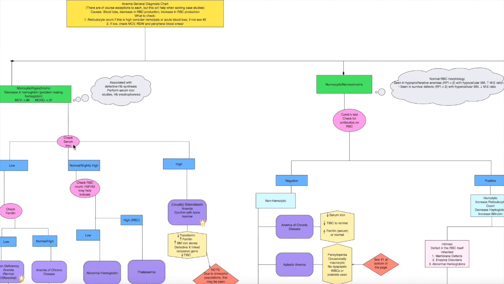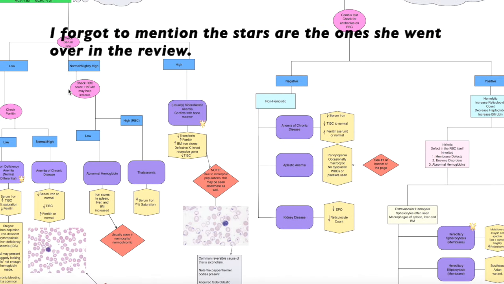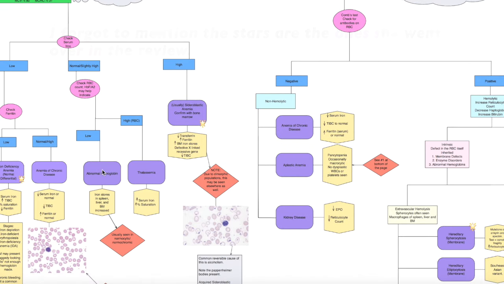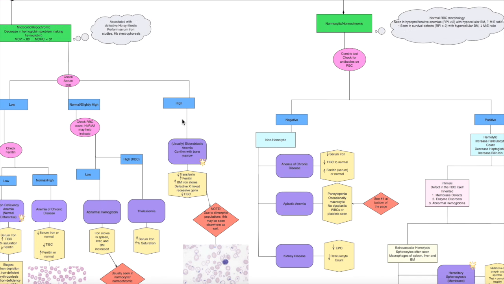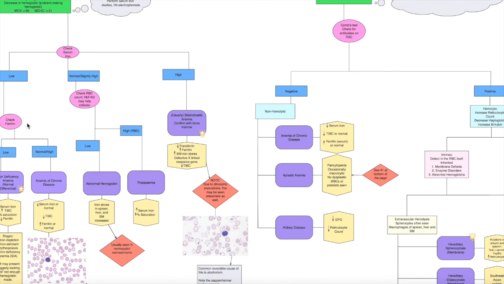In the pink circles, these are the different tests that you may run under each, and the blue boxes indicate the results of the tests. And down in the purple boxes, these are your big anemia groups. So an example would be if you had an MCV of 80 and you checked your serum iron and that came out to be low, you would then check your ferritin, and if that was low as well, then you would have your iron deficiency anemia.